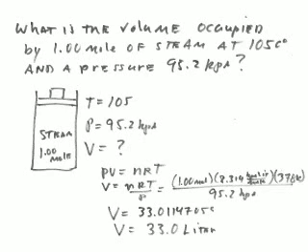PV equals nRT, divide both sides by P. V is equal to nRT divided by P. 1 mole of gas, the pressure is 95.2 kilopascals, the temperature is 378 Kelvin, because you always have to use absolute temperature, and that means we have to use the 8.314 for our R, since it includes kilopascals.